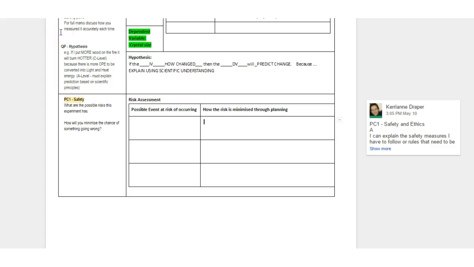Now, when it comes to doing your PC1, your safety part of your experiment planning, it's pretty easy. You simply have to talk to me about what type of things could actually happen and cause an accident, what could be the consequences, and how you're going to minimize this through your planning. So I'm just going to walk you through this here.